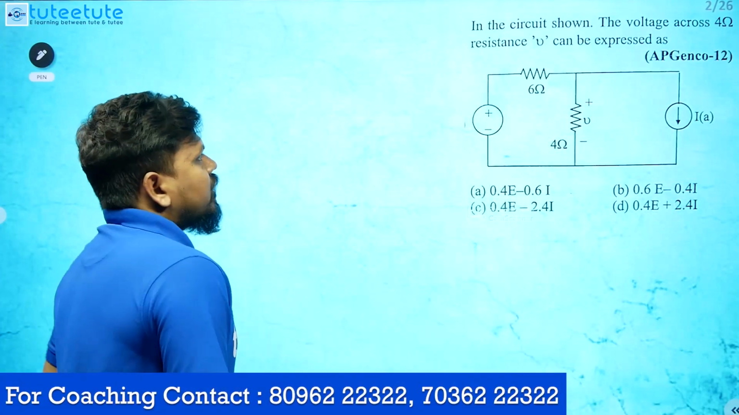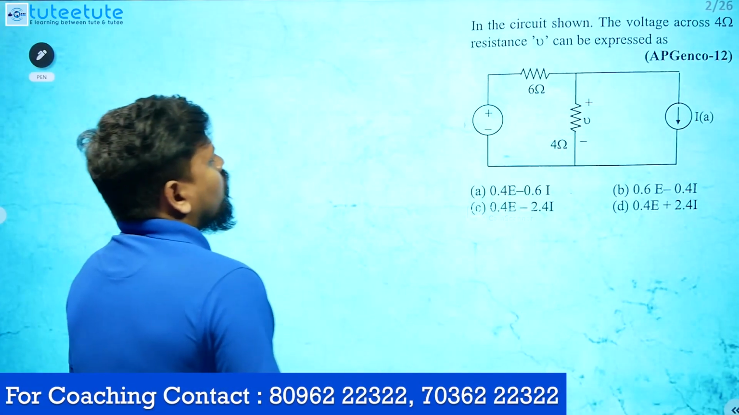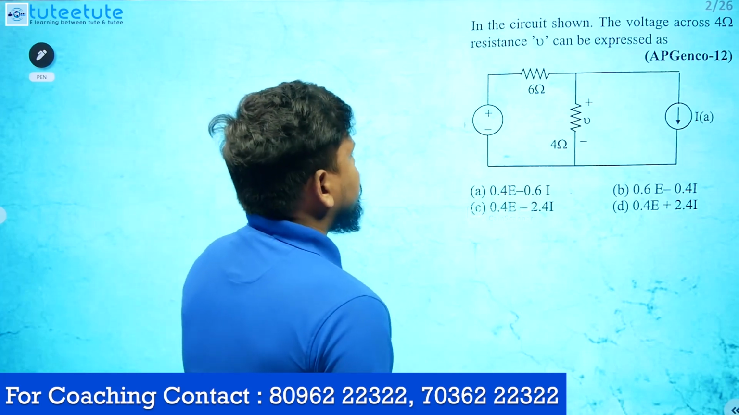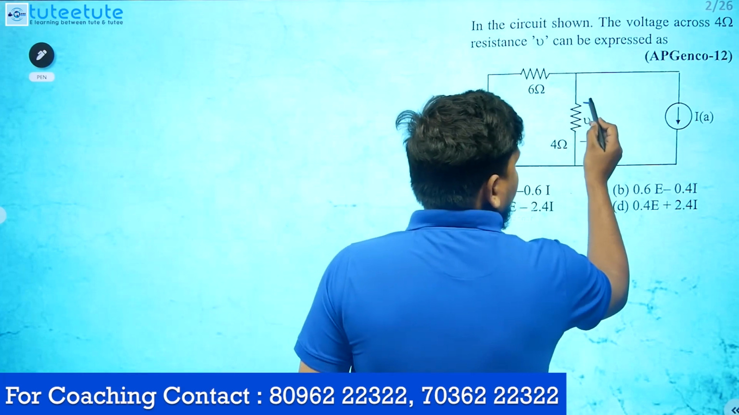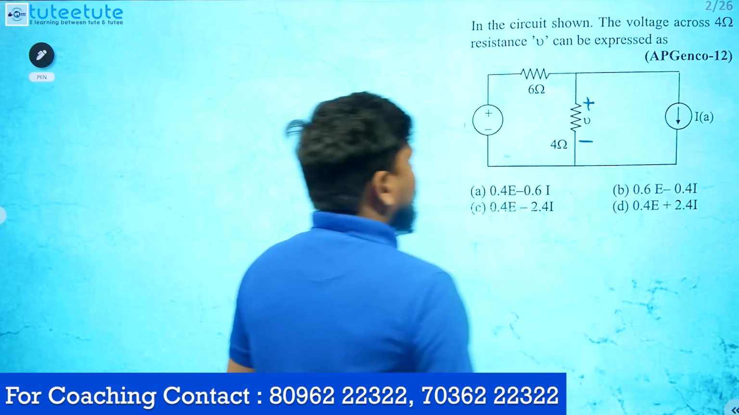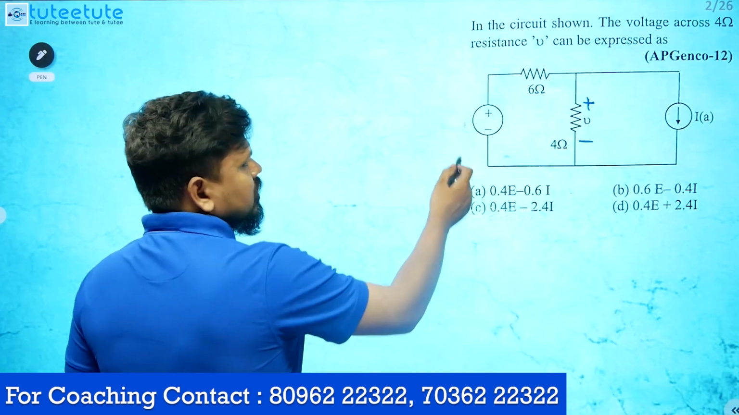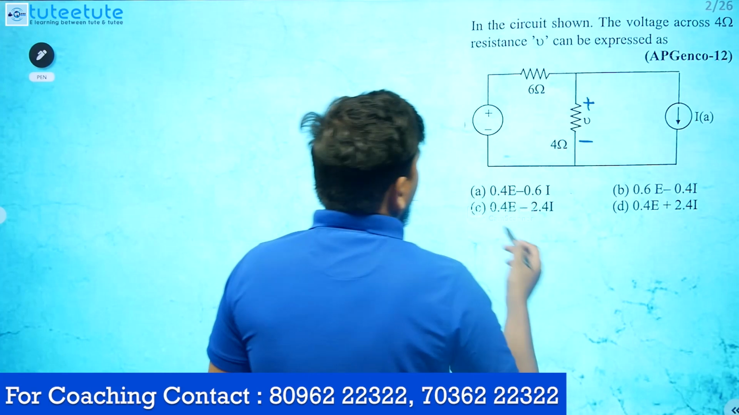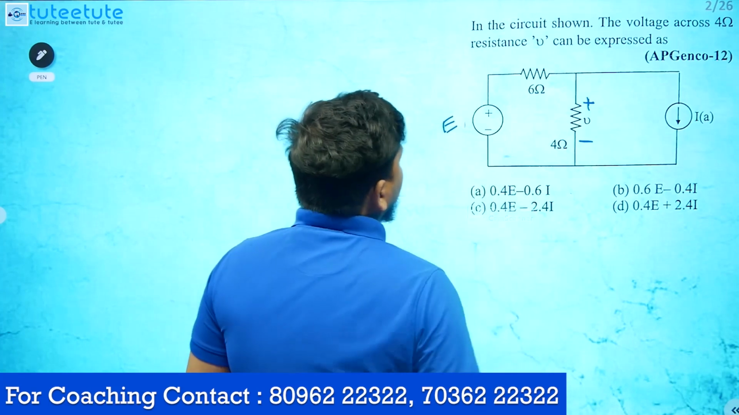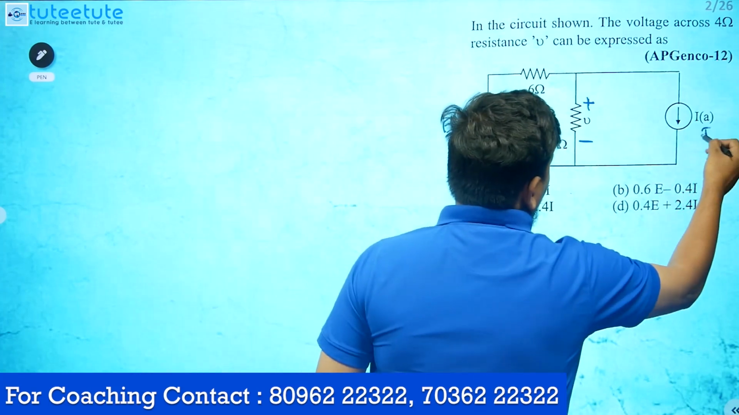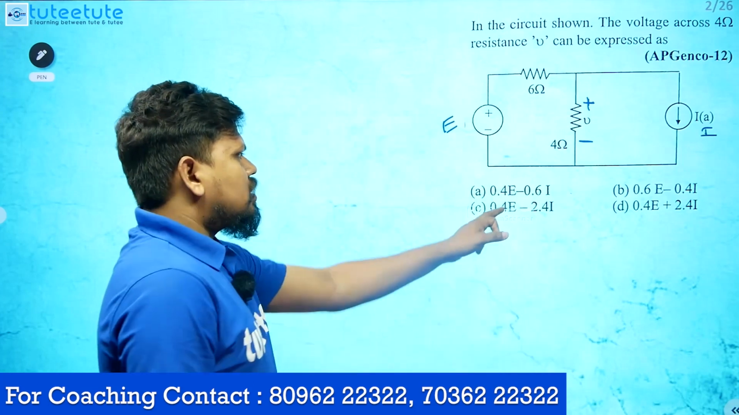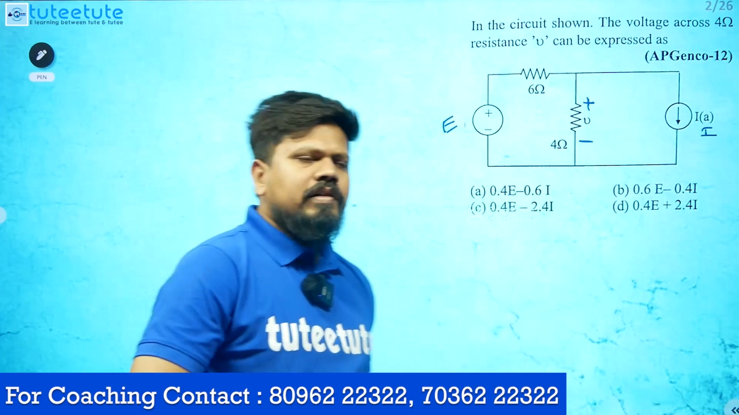In the circuit shown, the voltage across the 4 ohm resistance V can be expressed as, okay, they are asking the voltage, and the polarity also they have mentioned, plus and minus like this. And there are two sources. They forgot to label them, so I will consider this as E and this as I, according to the options.